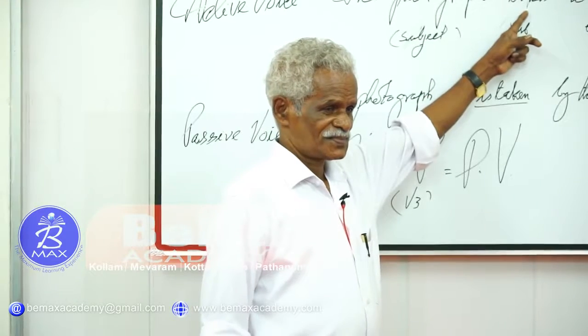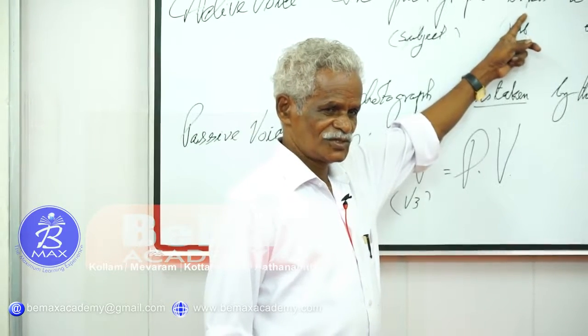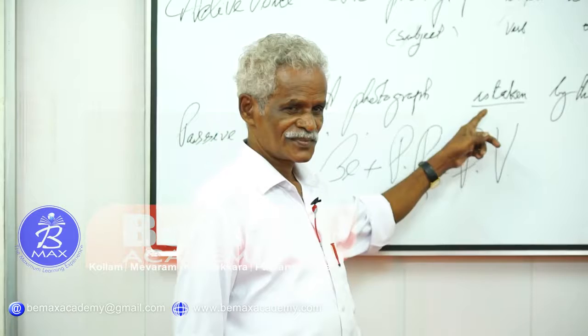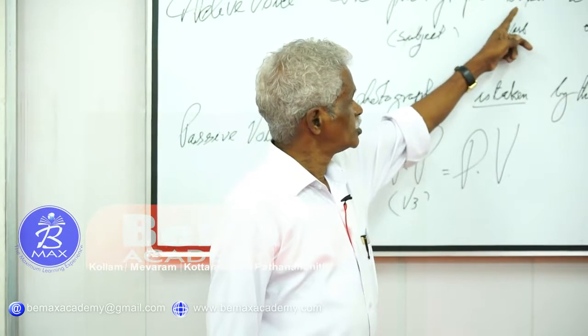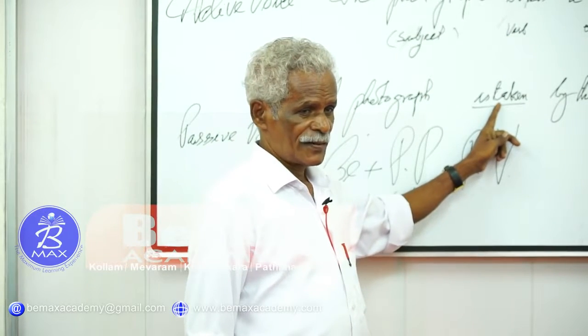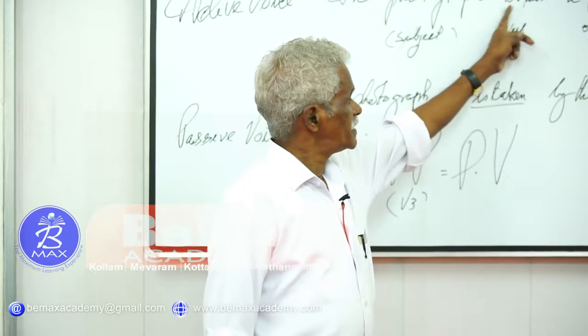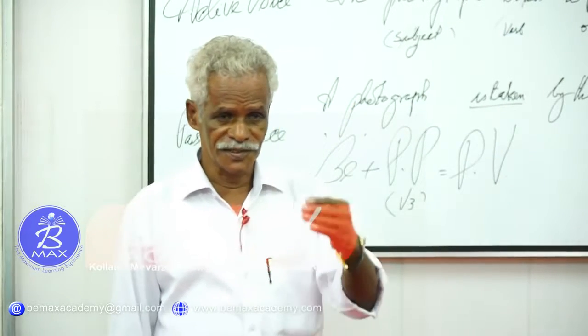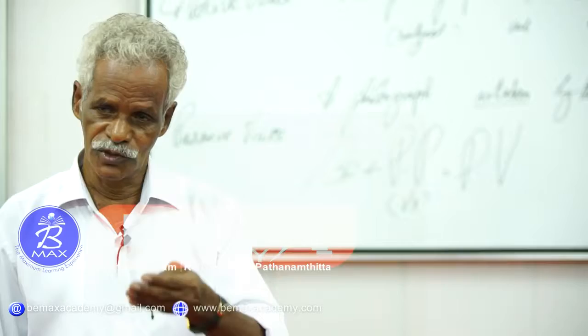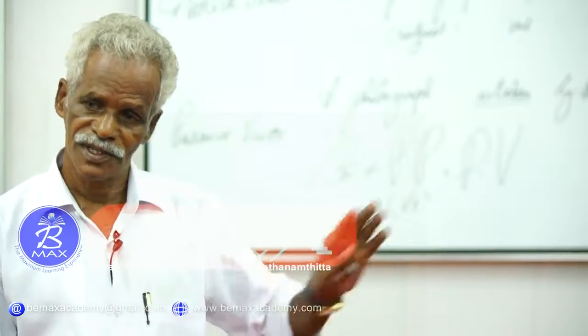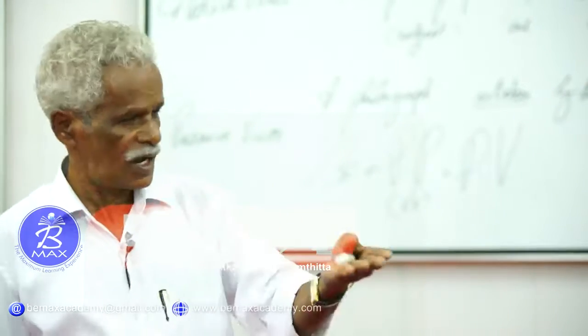So, what is this tense? Present tense. When you change it into passive voice, you select the be form according to the tense of this verb, that is present tense. So is, are. A photograph is, two photographs are.